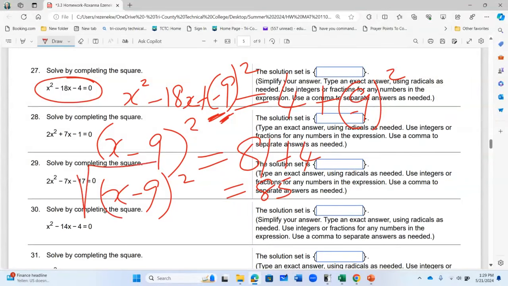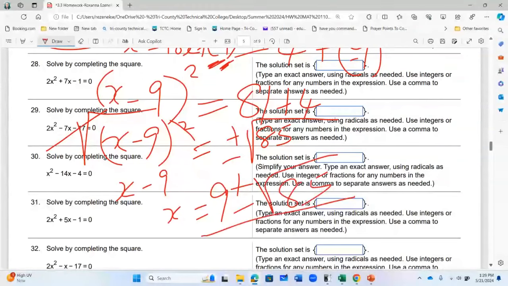Find the square root of both sides. Square will cancel with square root. Remember that whenever you find the square root, you got to write plus or minus. All right, now that I have found the square root of both sides, on the left-hand side I have x minus 9 remaining, but I'm solving for x only. So I'm going to write x is equal to 9 plus or minus square root of 85.